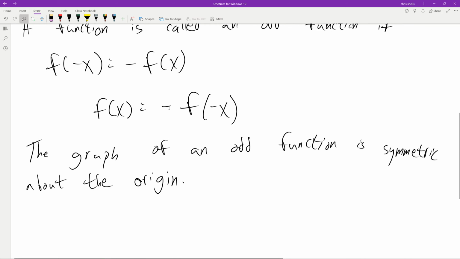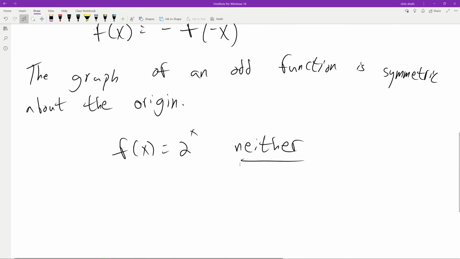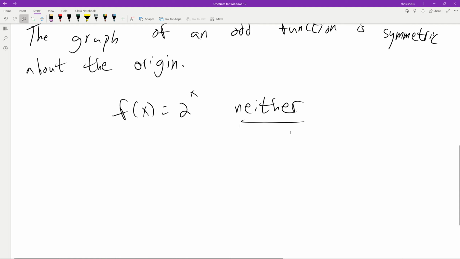Now, a function can be neither even nor odd if it doesn't exhibit symmetry. For instance, f of x equals 2 to the x power is neither. This is just an example. It's not the only one that's neither even nor odd, but there are functions that are neither even nor odd out there. Let's look at an example.